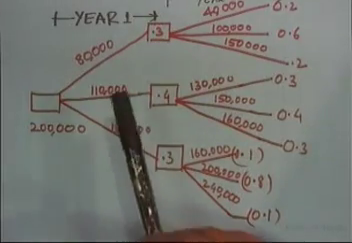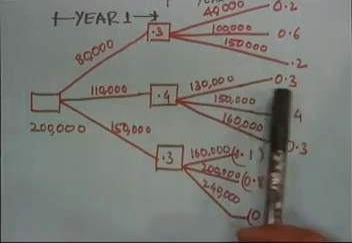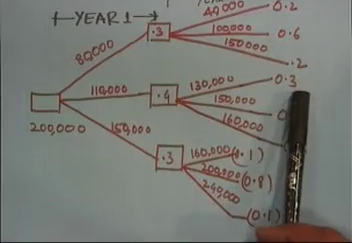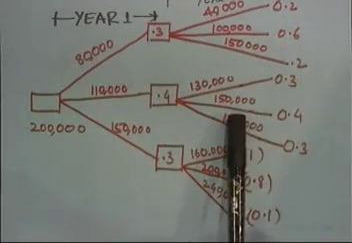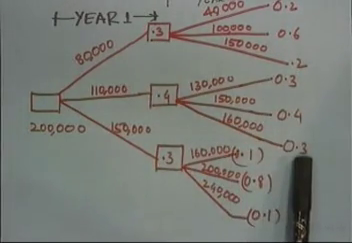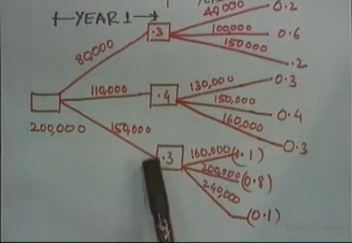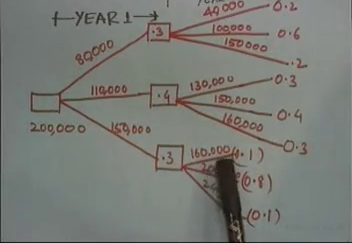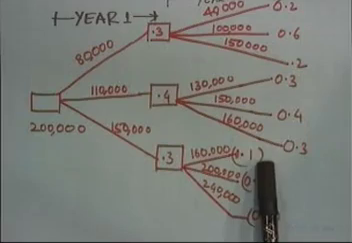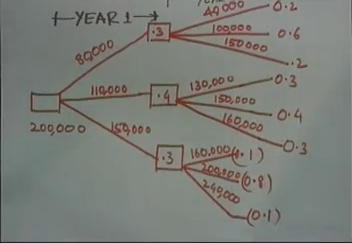If you are receiving $110,000 in year 1, you have a probability that you will receive $130,000 in year 2 with a probability value of 0.3, $150,000 with a probability value of 0.4, $160,000 with a probability value of 0.3, and if you are receiving $150,000 at the end of year 1, you may expect to get $160,000 with a probability of 0.1, $200,000 with a probability of 0.8, and $240,000 with a probability of 0.1. Did you note down the problem, technology class?